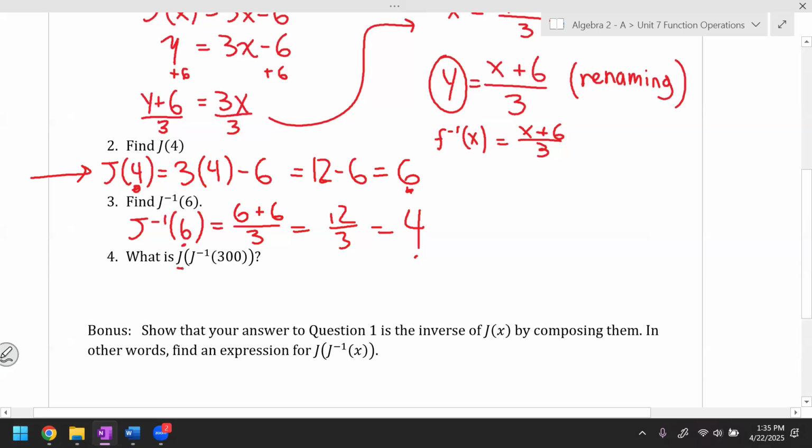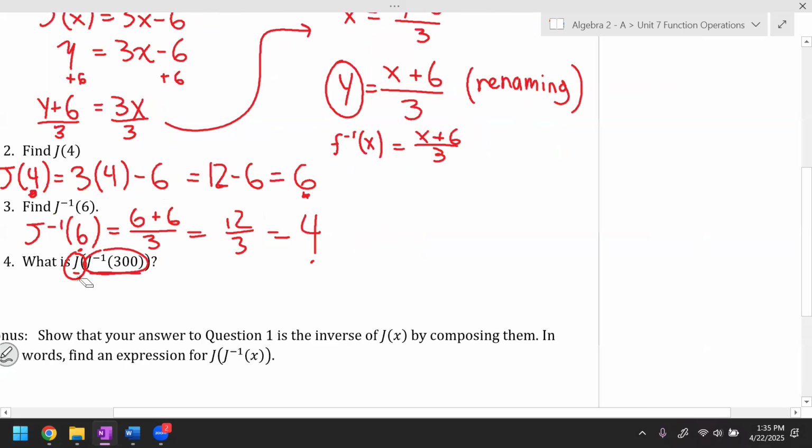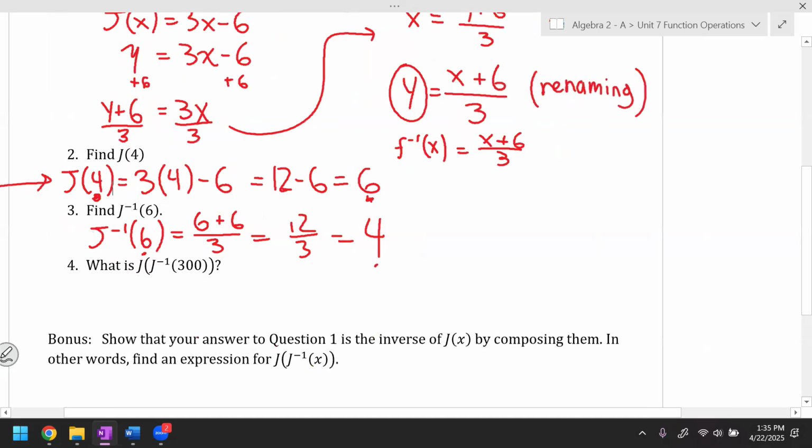Okay. How about this? j of j inverse of 300. j of j inverse of 300. Well, a lot of people did this the long way by first finding the inside expression and then subjecting that to j. We could try that, right? j inverse of 300 is just 300 plus 6 over 3. Well, that's just 306 divided by 3. Well, that's just 102, right? That's j inverse of 300.